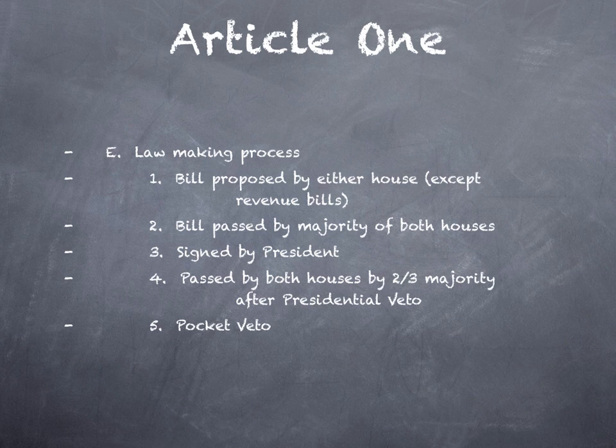For a bill to become a law, it has to be passed by a majority of both houses, and it has to be signed by the president. However, if the president decides to veto a law, in other words, not to approve it, not to sign it, it can still be passed over his veto with a 2/3 majority of each house agreeing that it should be law, in which case the presidential veto is overridden.